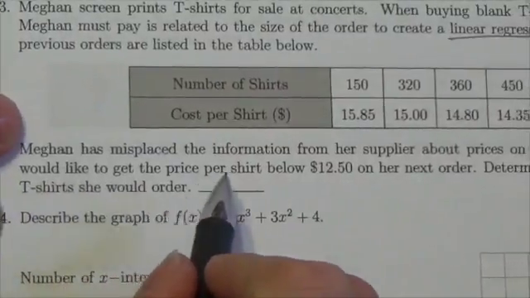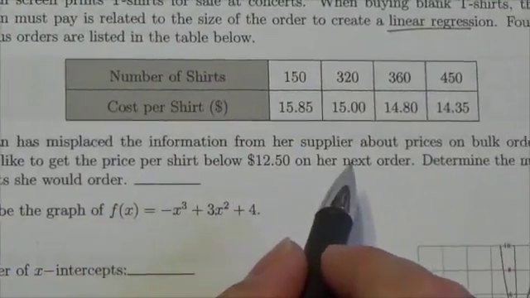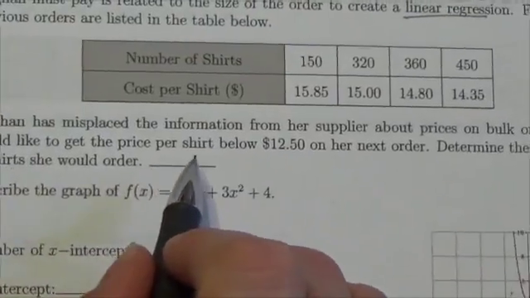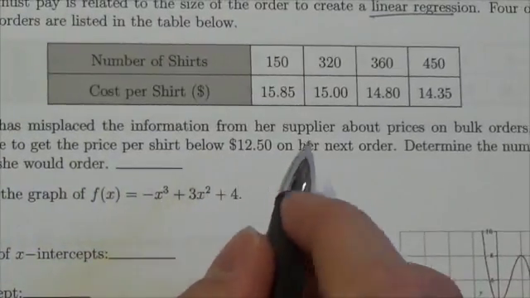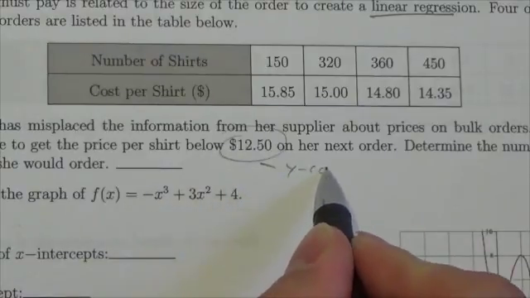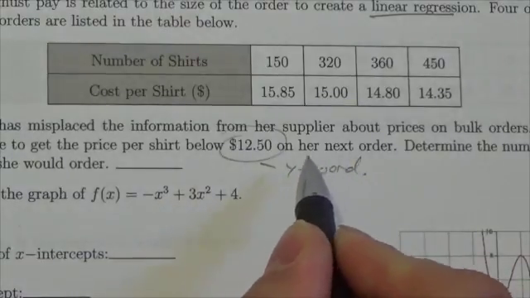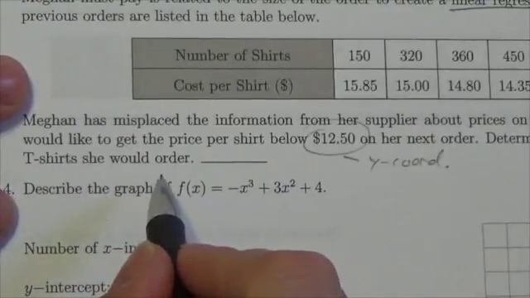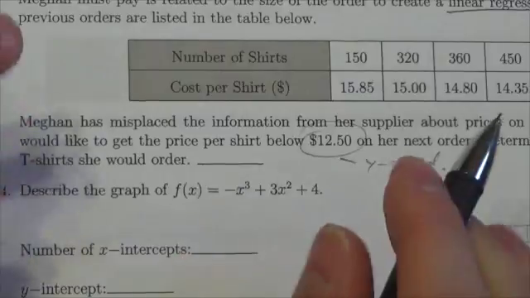Now, Megan has misplaced the information from her supplier about prices on bulk orders. She would like to get the price per shirt below $12.50. Now it's important to notice here that this is a y coordinate on our next order. So we're going to determine the number of T-shirts that she should order here. Okay, this is an interesting question.